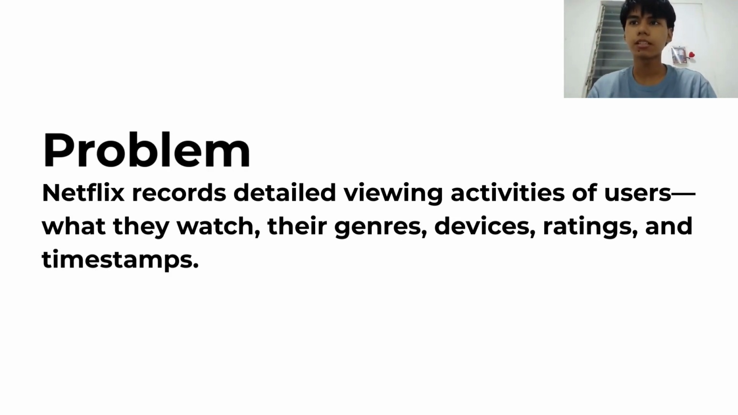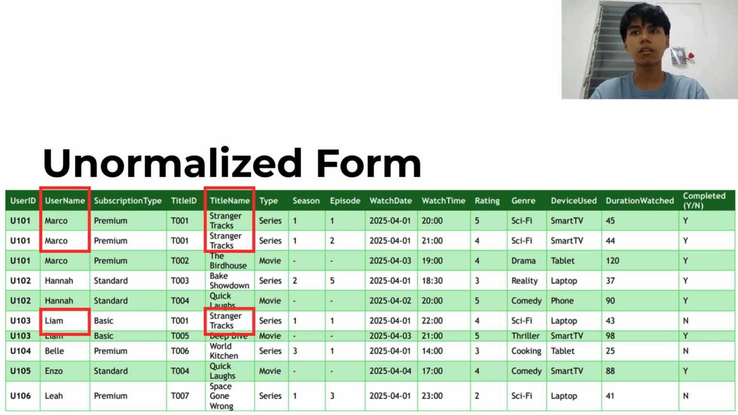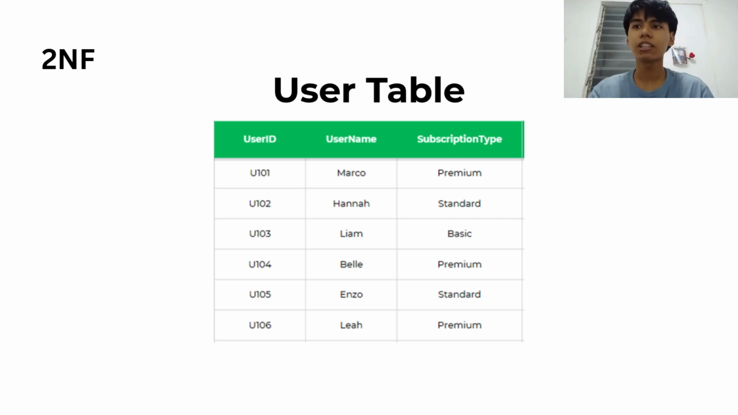And the problem is, Netflix records detailed viewing activities of users: what they watch, their genres, devices, ratings, and timestamps. In its unnormalized form, or UNF, all this data is stored in one giant table, which leads to a lot of redundancy and inefficiency. For example, if both Marco and Liam watch Stranger Tracks, the genre sci-fi gets repeated multiple times.